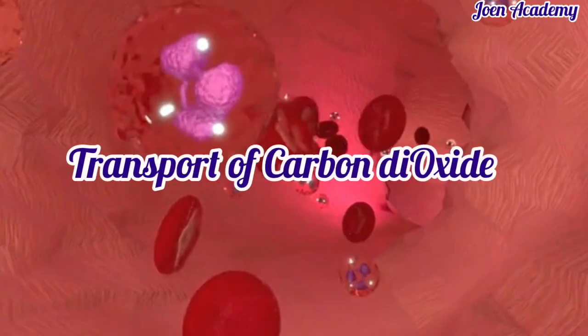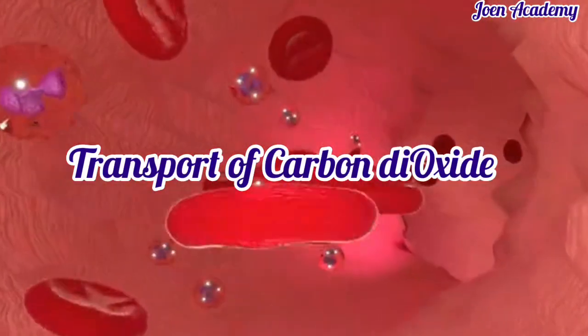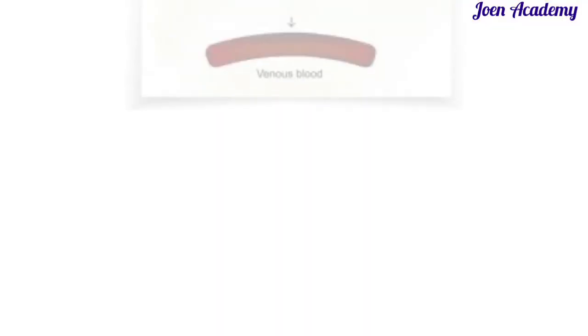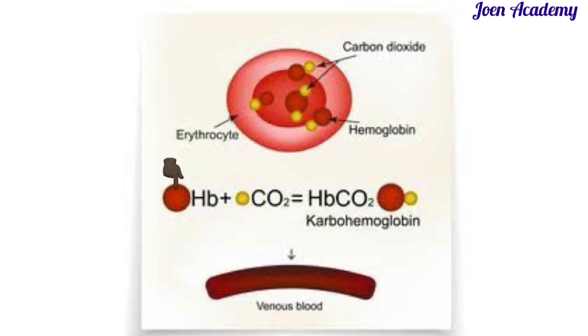The red blood cell also transports carbon dioxide from body tissues to the lungs for excretion. It does this through the help of hemoglobin. The hemoglobin combines with carbon dioxide to form carbohemoglobin. About 30% of carbon dioxide is transported in this form.